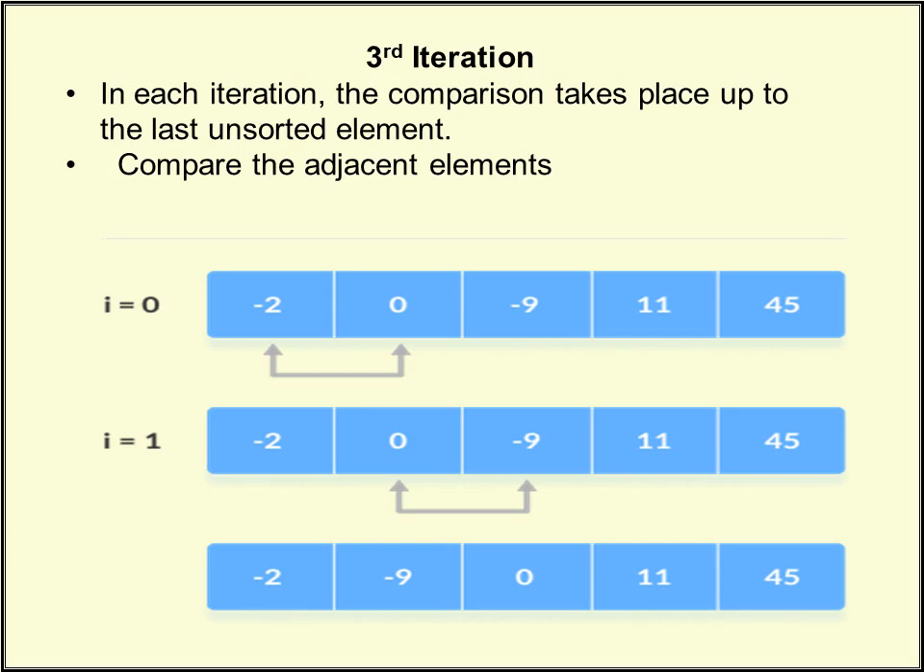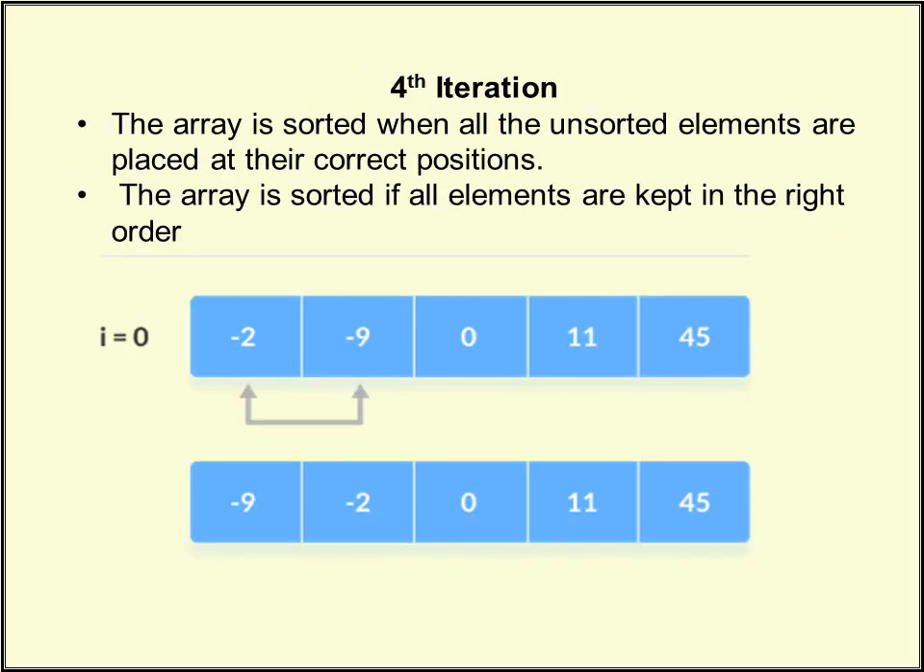Again we compare the 0 and 11 values. 0 is already less than 11, so no swapping will occur, and the same process will continue with 11 and 45. In the fourth iteration, we use the list of the third iteration, that is -2, -9, 0, 11 and 45, that we get after the completion of the third iteration.